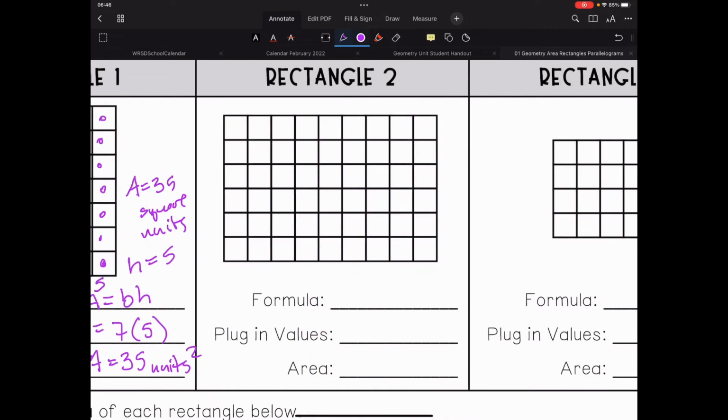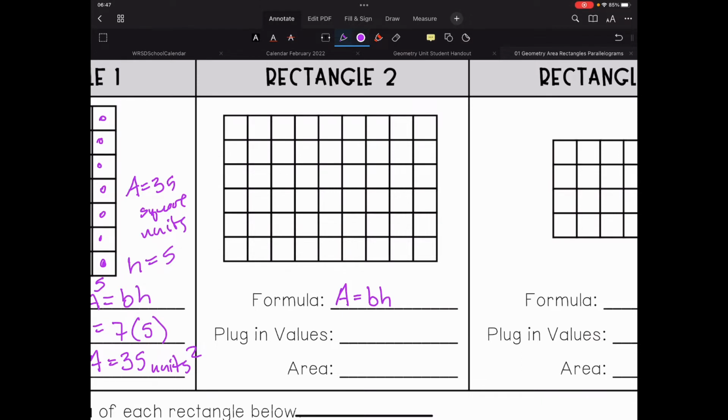Okay, so let's look at rectangle 2 and calculate the area for that. You can see this is a bigger rectangle than in rectangle 1. We're not going to do something silly like count up all of the squares though. Instead, we'll use our formula of area equals base times height. And instead of counting all of the individual squares, we'll just count how many units the base and the height are.